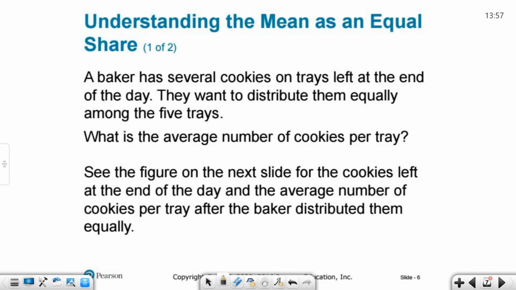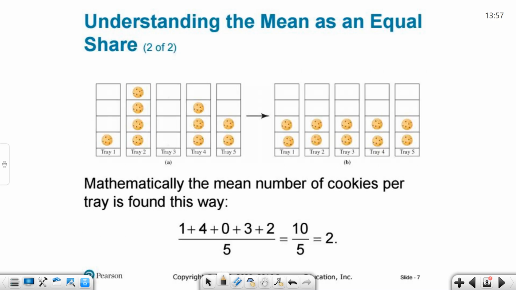The first thing they wanted to give you was an example of the mean, and so they talked about a baker having leftover cookies. Let's say they were serving cookies at a function, and this is how the trays looked, but they wanted to level them out. The way you would make them more even is shown in photo B on the slide. So they counted the number of cookies, 1, 2, 3, 4, 5, 6, 7, 8, 9, 10 cookies, and divided by the number of trays, which was 5 trays. 10 divided by 5 gives us the average number of cookies we should serve per tray.